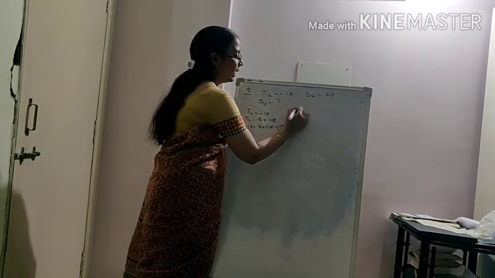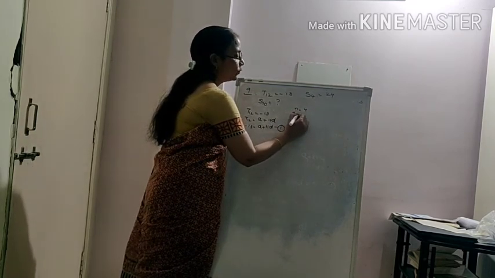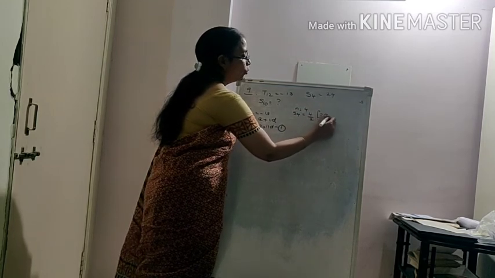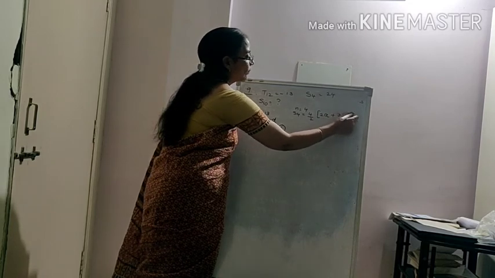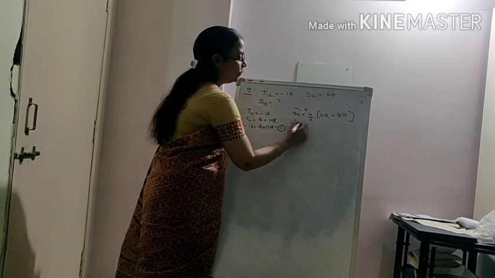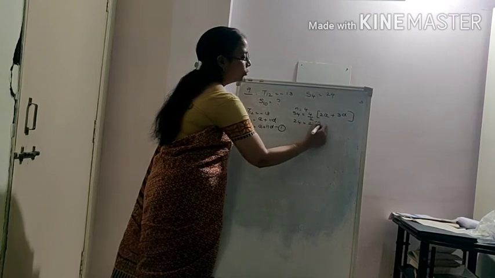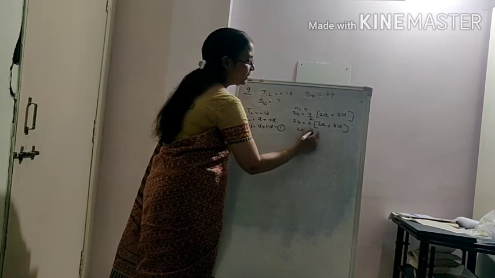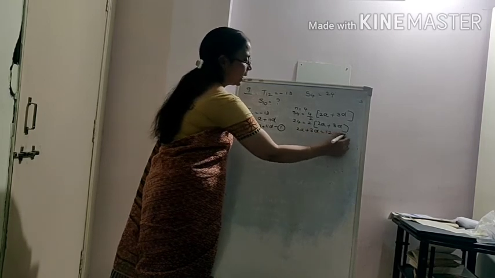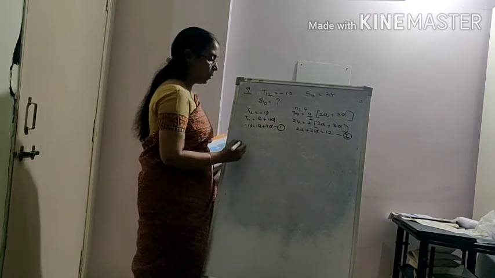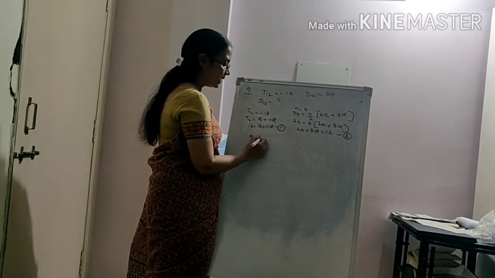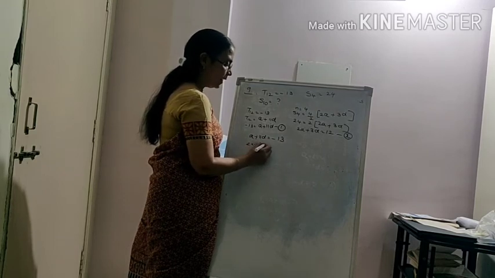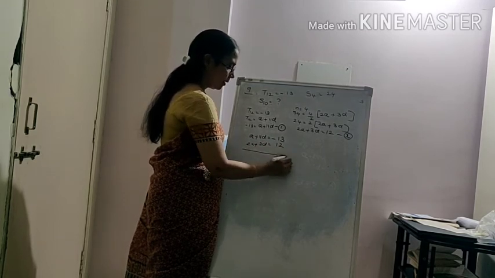S4, N is equal to 4. S4 is equal to 4 by 2 into 2A plus 3D. This is 24. So 2A plus 3D is 12. This is the second equation. Now A plus 11D is minus 13 and 2A plus 3D is 12. Solve them.